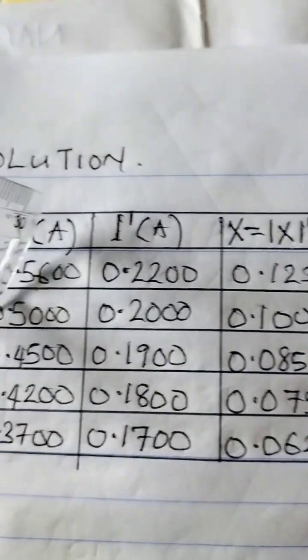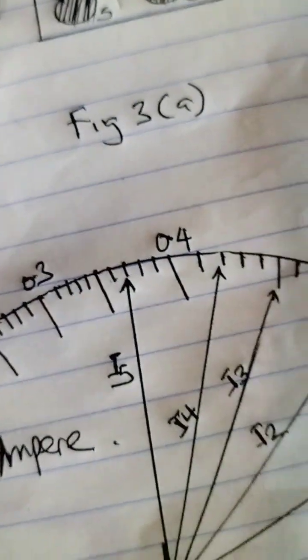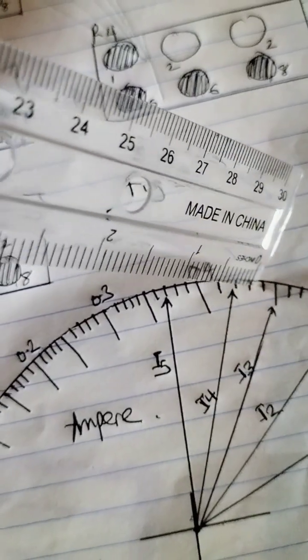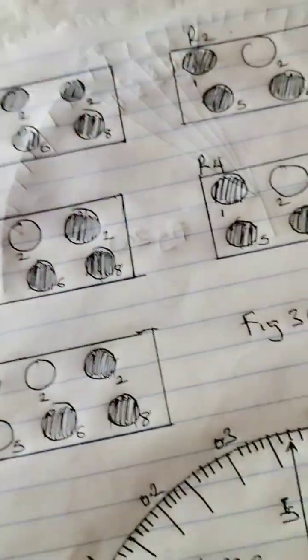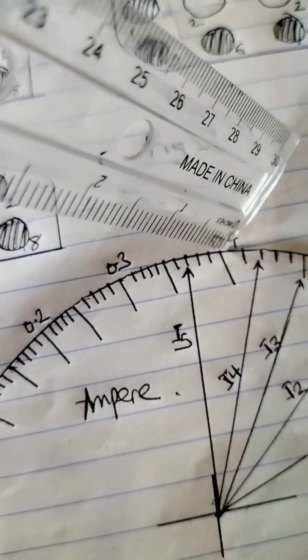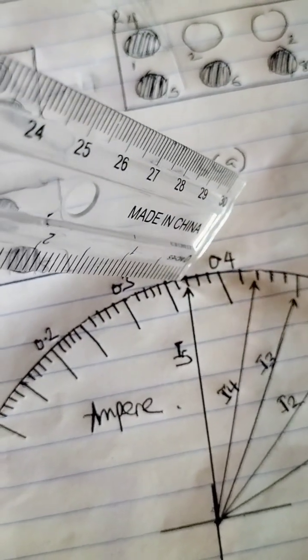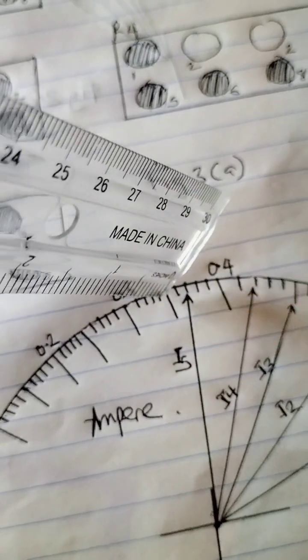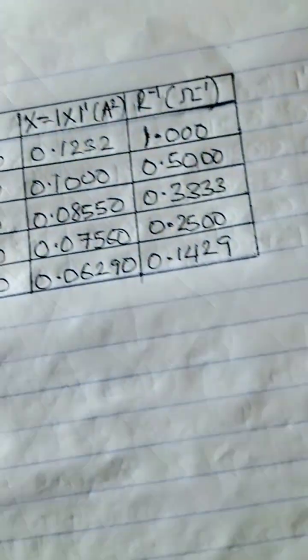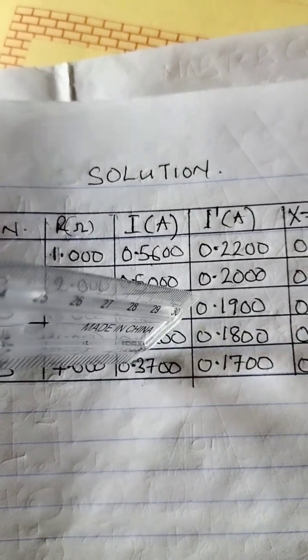And here we have 0.500 for I2. Then our I3, which is 0.45 here, in the third row under current, 0.45. Then our I4, that gives us this value, 0.42. And then our I5, 0.37. So 0.42 for I4 and 0.37 for I5. If you go to the table, we have 0.42 under number 4 and 0.37 for 5.